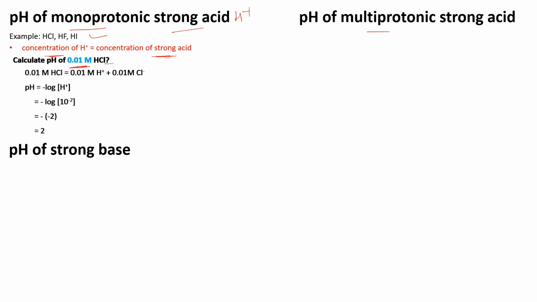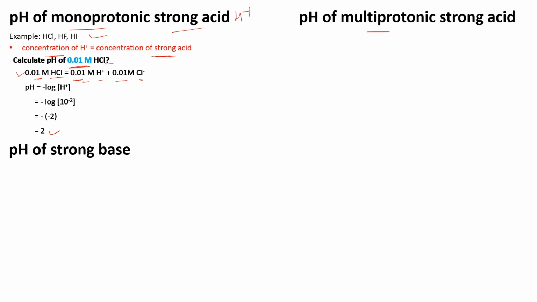The concentration of HCl is given as 0.01 molar. HCl is a strong acid, so it will dissociate completely into H plus and Cl minus. So if the concentration of HCl is 0.01 molar, the H plus will also be 0.01 molar, and the Cl minus will also be 0.01 molar, because of complete dissociation. Now pH is minus log H plus. So minus log of 0.01, that means 10 to the power minus 2. Log 10 to the power minus 2 is minus 2. So this minus sign outside the bracket, times minus 2, minus minus is plus, so plus 2. Got it?